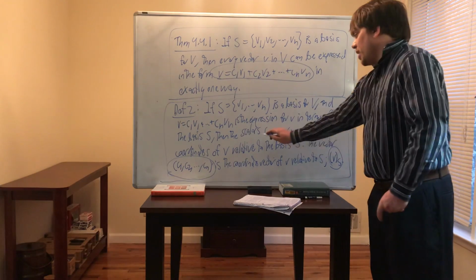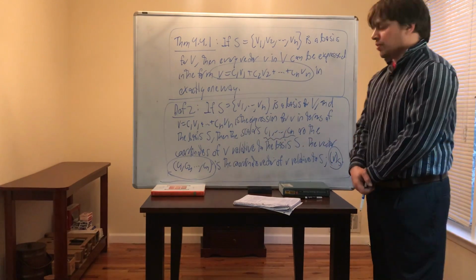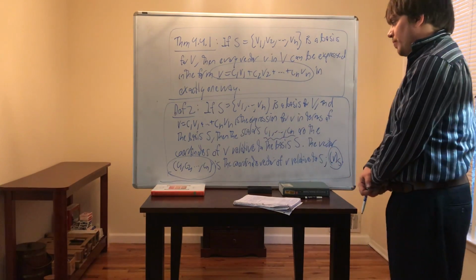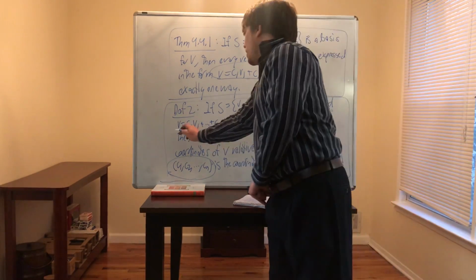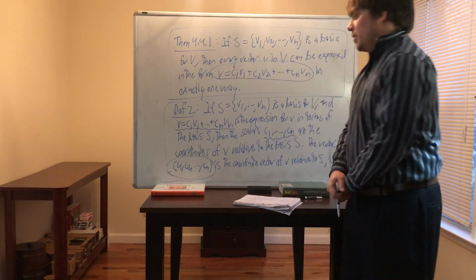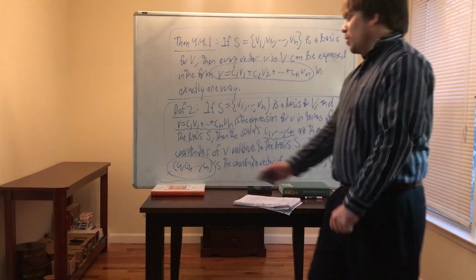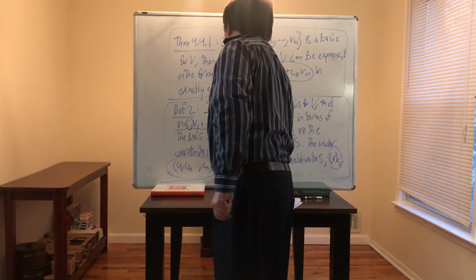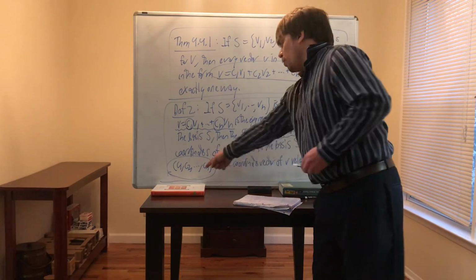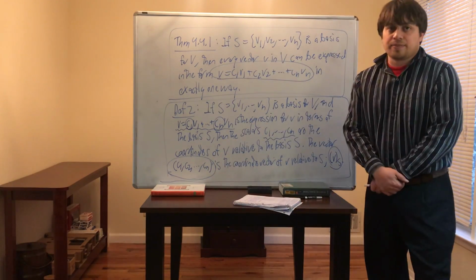These are the scalars. These are the coordinates of your vector relative to a basis S. What you need is a representation of your vector in that way, and then the coefficients of each of these vectors correspondingly are the components of the coordinates of v relative to S.